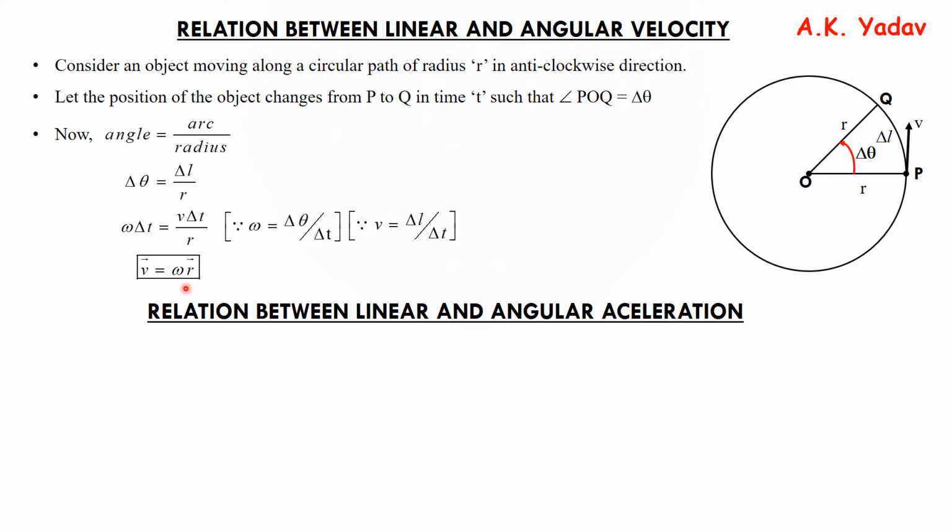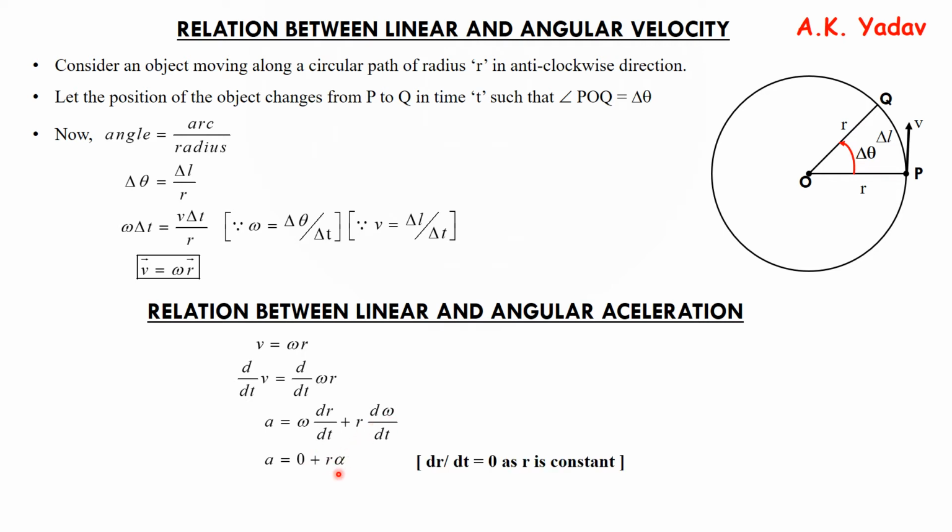Important relation. Relation between linear and angular acceleration: we know v = ωr. Differentiating both sides, d/dt of v is equal to d/dt of ωr. dv/dt is a. Now here ω comes out, dr/dt, plus r comes out, dω/dt. Now radius is constant and the differentiation of a constant is 0. That's why this term becomes 0. r dω/dt is α. So what we got? a = rα.